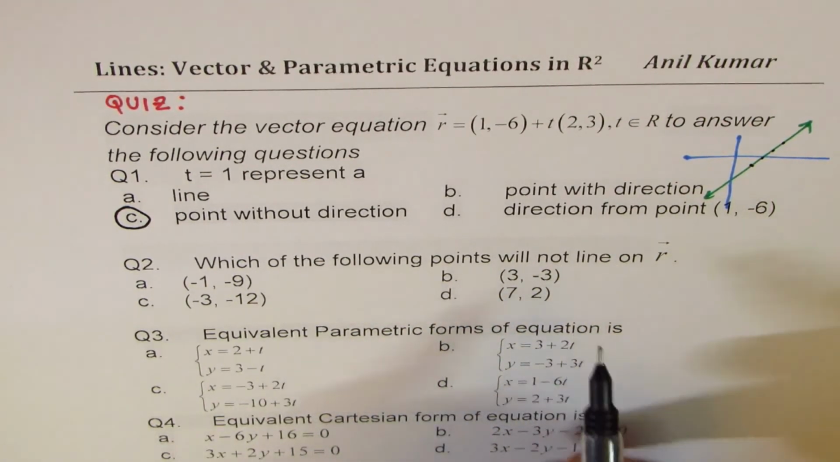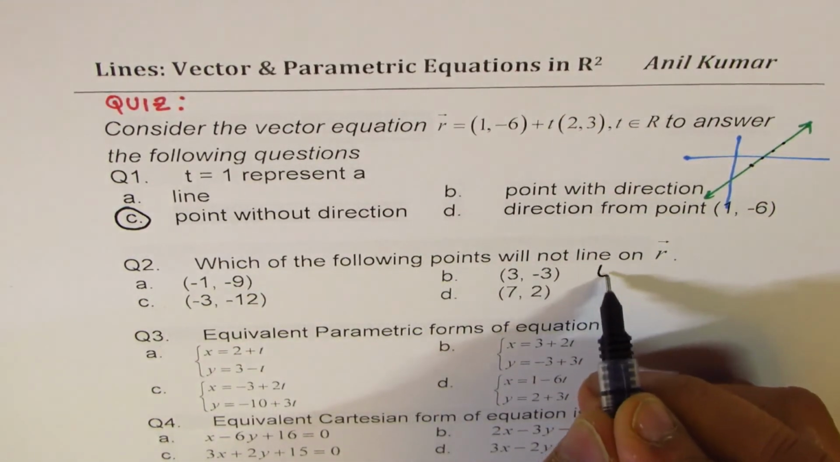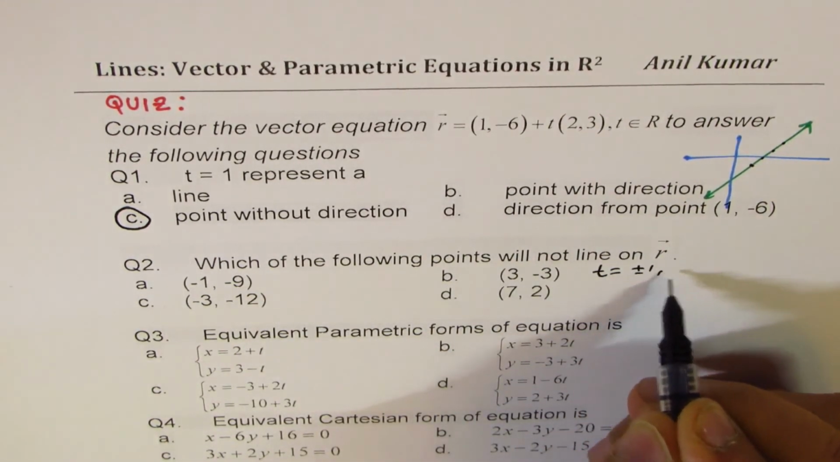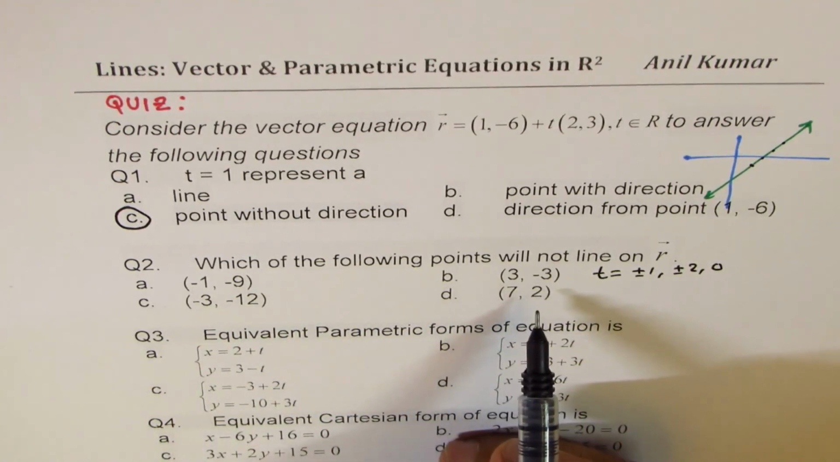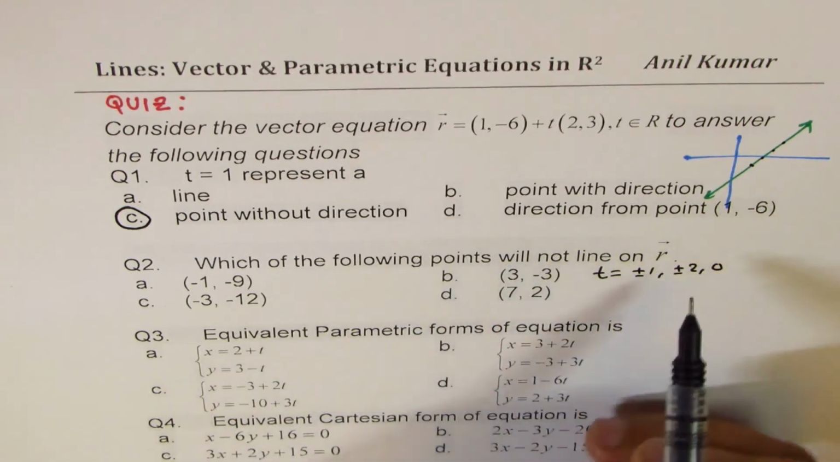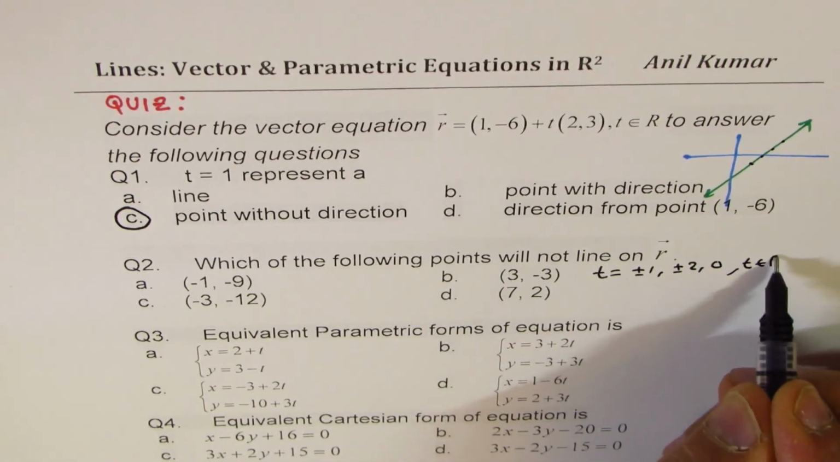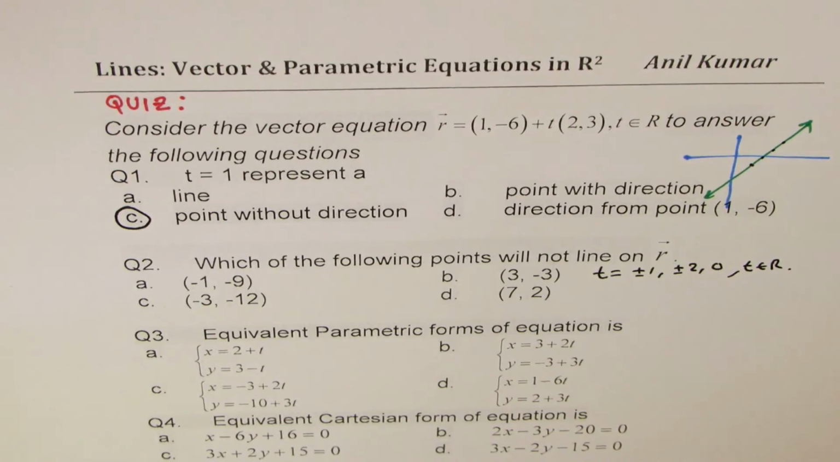So the idea is, what you could do, you could substitute t equals plus minus 1, plus minus 2, even 0, and check which points are there. Well, that is a lengthy method because t belongs to real numbers. So the approach adopted was very efficient.